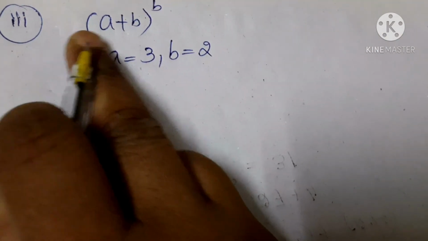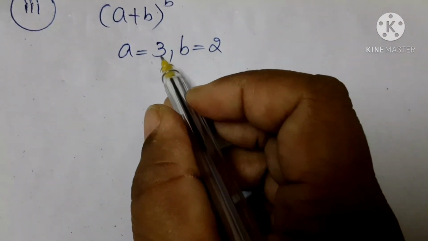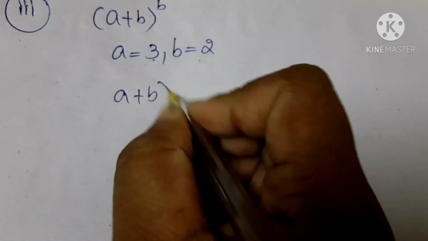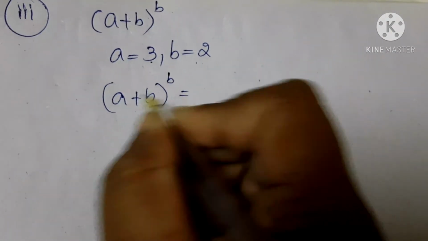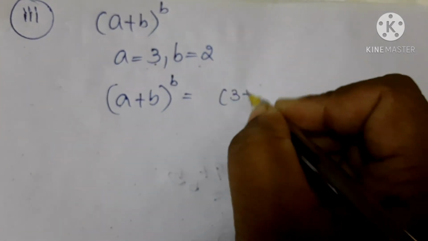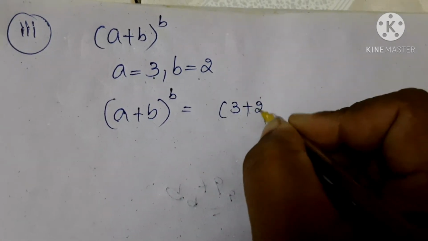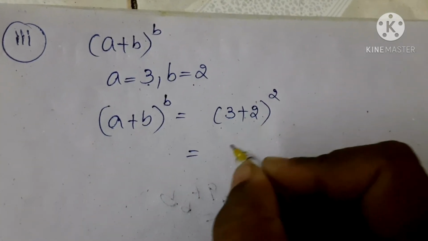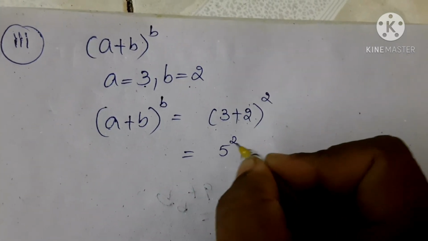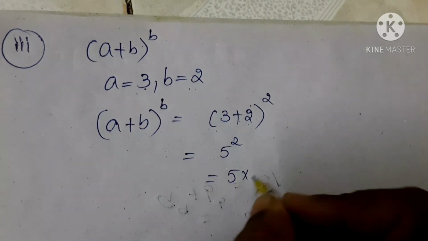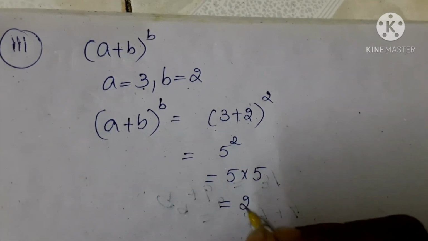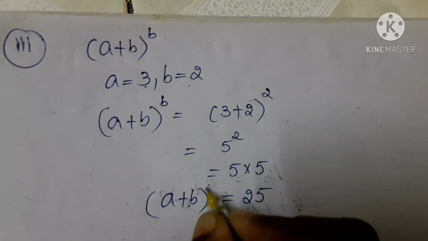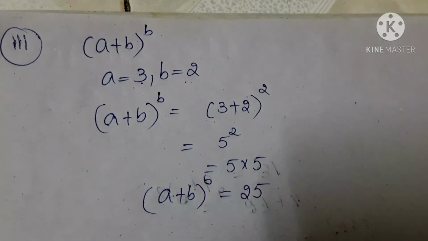Now third one, a plus b whole power b. Substitute a equals 3, b equals 2. a plus b whole power b: 3 plus 2 whole power 2. So 3 plus 2 is 5, 5 square. 5 is repeated 2 times, so 5 fives are 25. So a plus b whole power b equals 25. This is too easy.